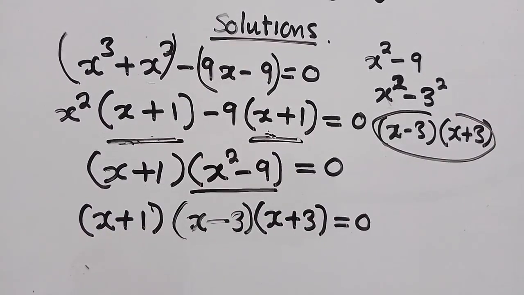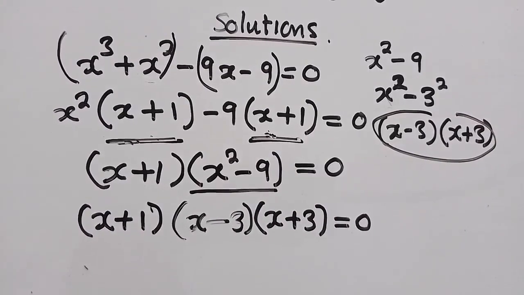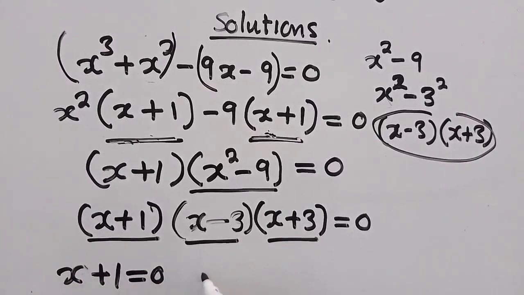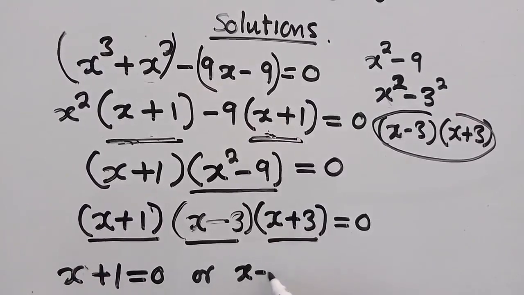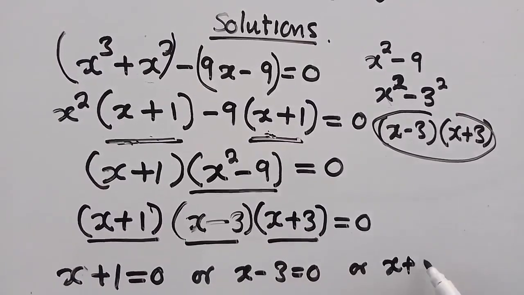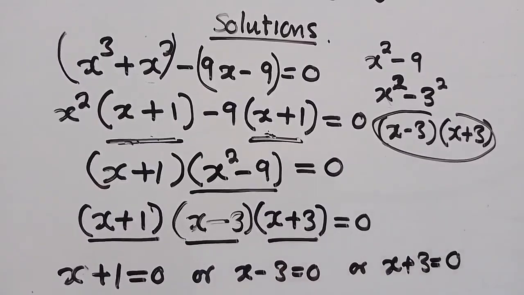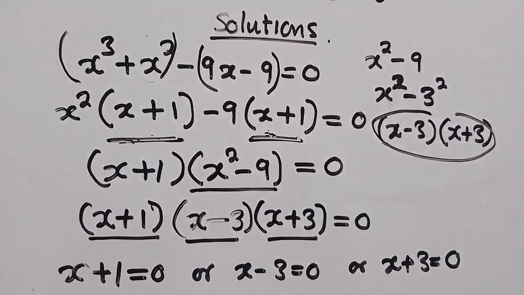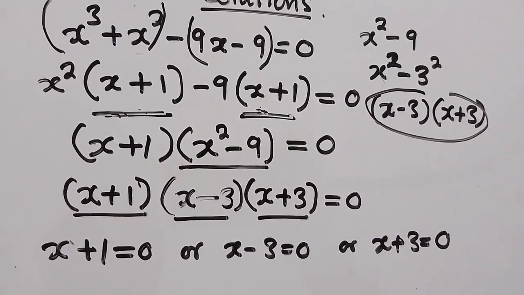So this is what you are supposed to do. When you reach here, the other thing that you are going to do is equate each factor to 0. So it means x plus 1 equals 0, or x minus 3 equals 0, or x plus 3 equals 0. So what answers are you going to get here?